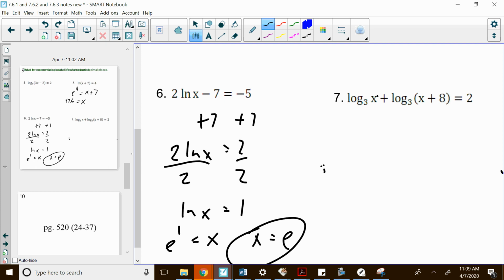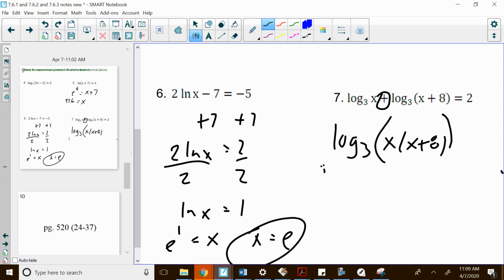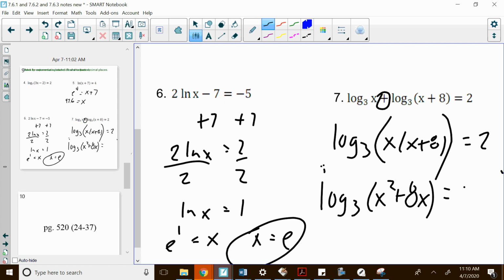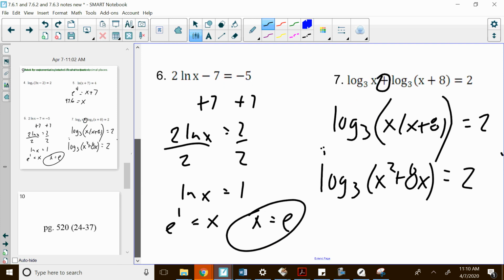Now let's go back to last section. What were we allowed to do when we were condensing into one? When we see that plus sign, that's product rule. We would be allowed to say that that's equal to the log base 3 of x times x plus 8, which is super important, because watch this. That's the log base 3 of x squared plus 8x. And now we could write this in exponential form: 3 squared equals x squared plus 8x.